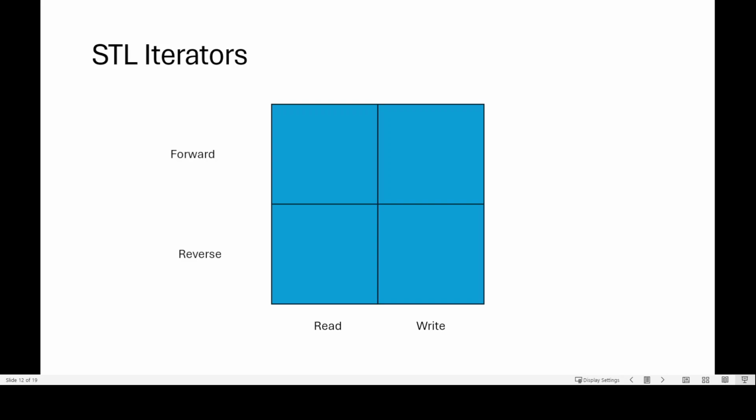And this matrix is a useful way to visualize the kind of iterators that STL provides. On the vertical axis, you've got the iterator types of whether it moves forward or in reverse. And on the horizontal axis, you've got the iterator capabilities of whether it can just read from the container or it can also write to the container. Now, if you have an iterator that can move forward and it can read from the container, it cannot write to it, then the iterator that you have is a so-called input iterator.